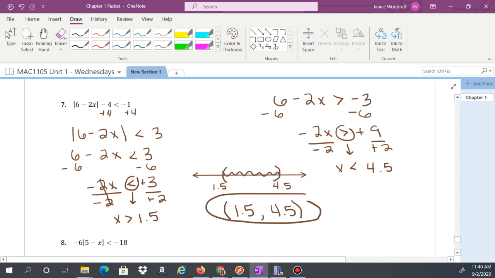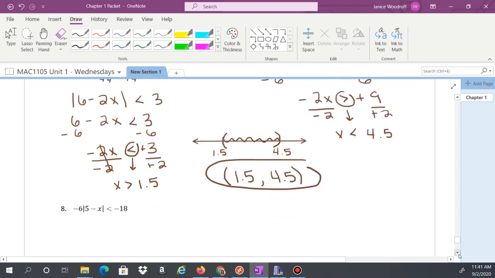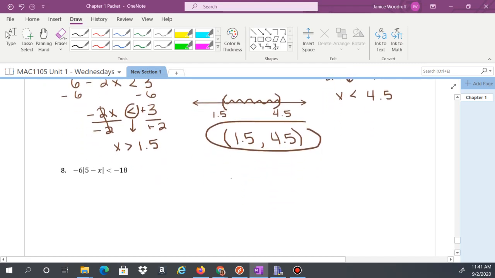All right, and then you got one more. So we would isolate the absolute value here, divide by negative 6. That's going to give us absolute value 5 minus x. And in this case, we divided by a negative. Am I flipping? Yeah, anytime you divide by a negative in here, you've got to flip. So that's going to be greater than 3.